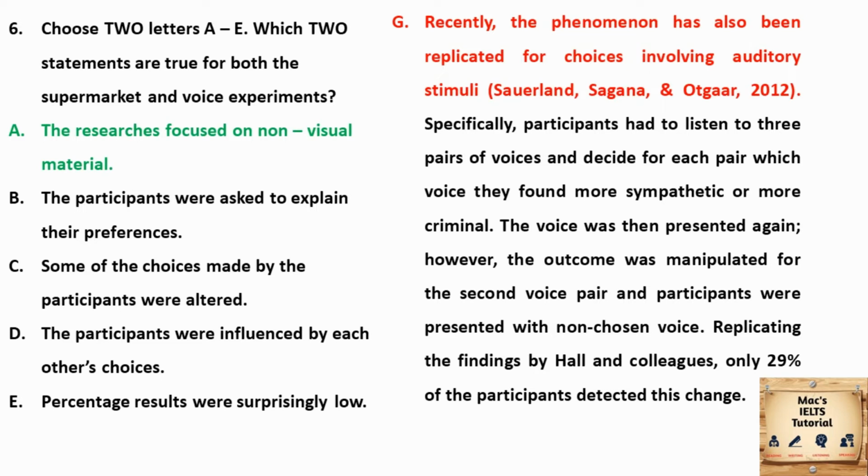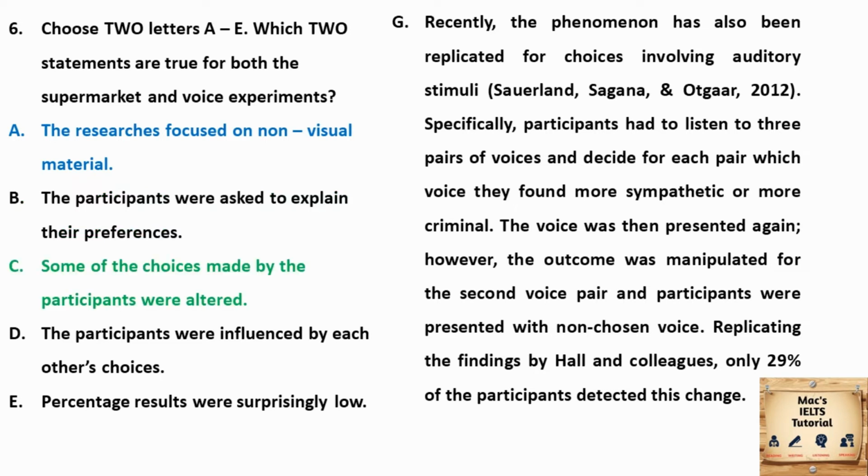Now, look at the second feature. The participants were asked to explain their preferences. There are no keywords in the paragraph matching with feature B, so we shall skip this feature.